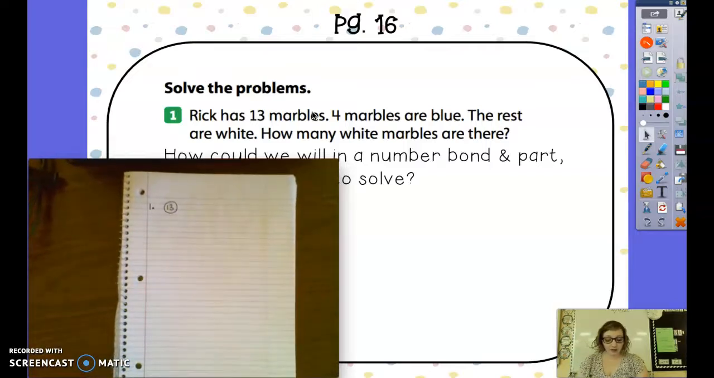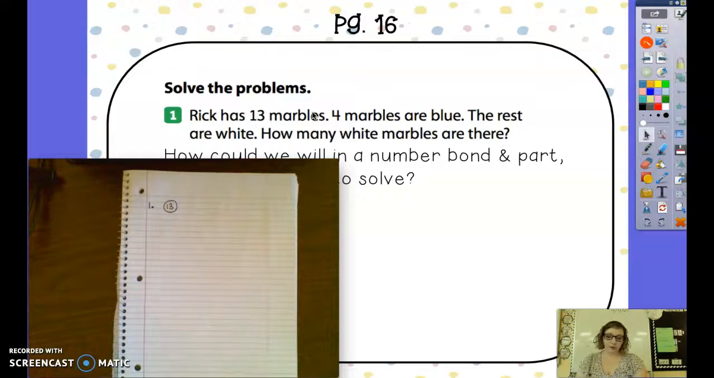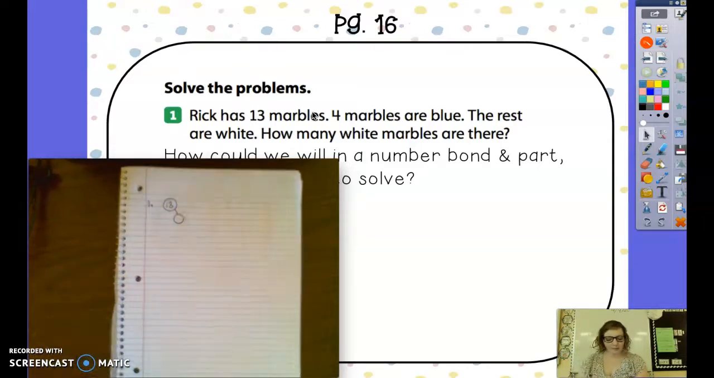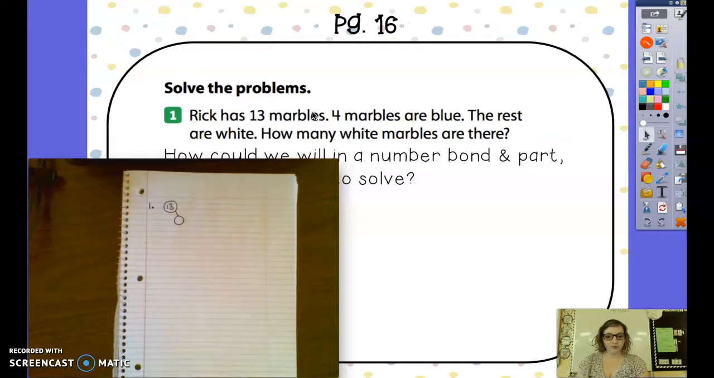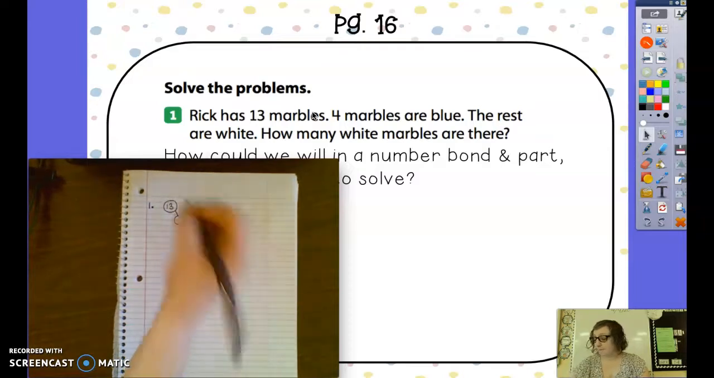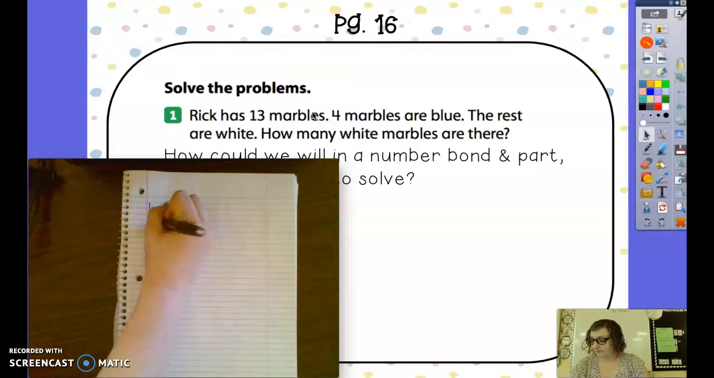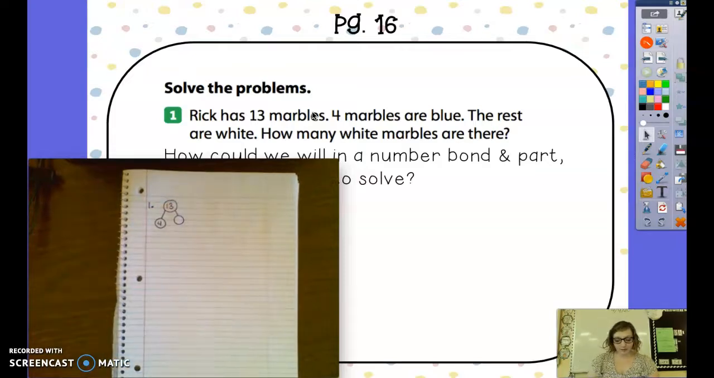Now I know some of the marbles are blue, some of the marbles are white. Do we know how many marbles are white? Doesn't look like we do yet, so I'm going to leave that baby number blank. But how many marbles are blue? Right, we have 4 marbles that are blue. So I'm going to put 4 as my other baby number.